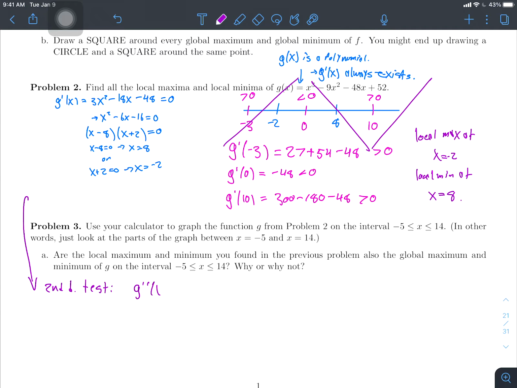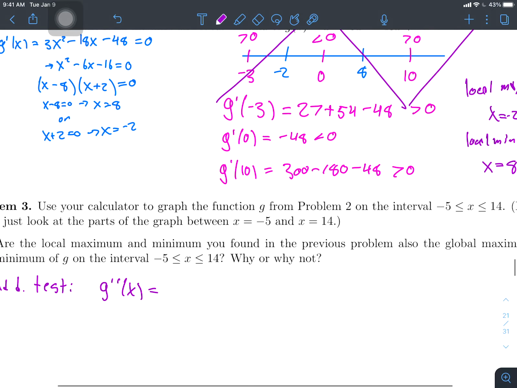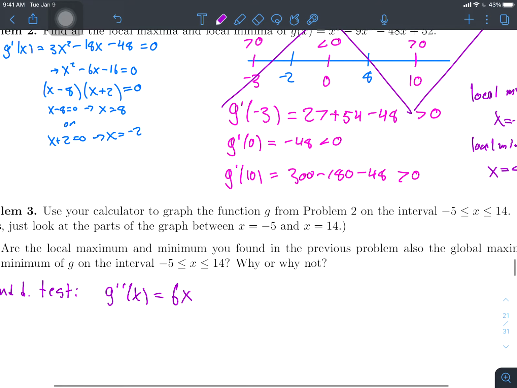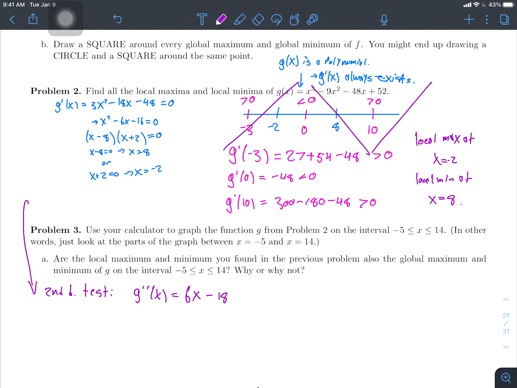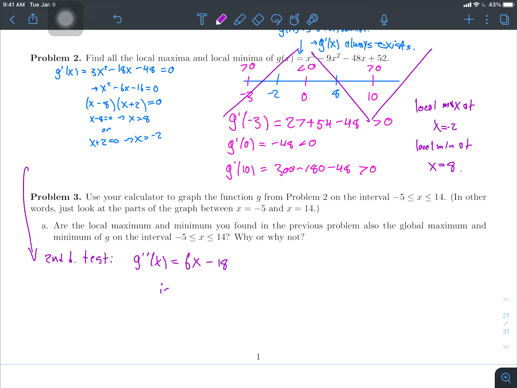We take the second derivative, g double prime of x. Well, it's going to be 6x, right? Because 2 times 3 is 6. The power goes down by 1. Minus 18, right? And now all I need to do is check, is g double prime of negative 2 larger than or less than 0? That's what I want to check. So I do g double prime of negative 2. If I plug in negative 2, I get negative 12 minus 18, which is definitely less than 0, which tells us that the function is concave down.